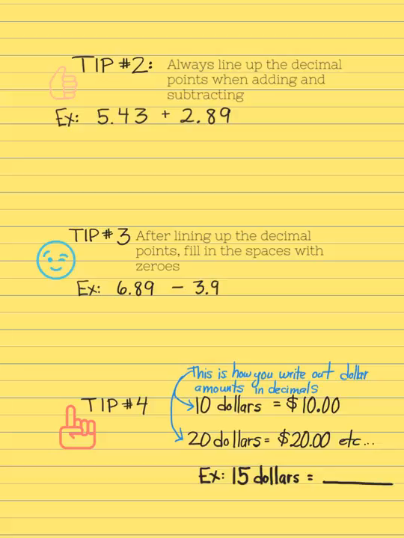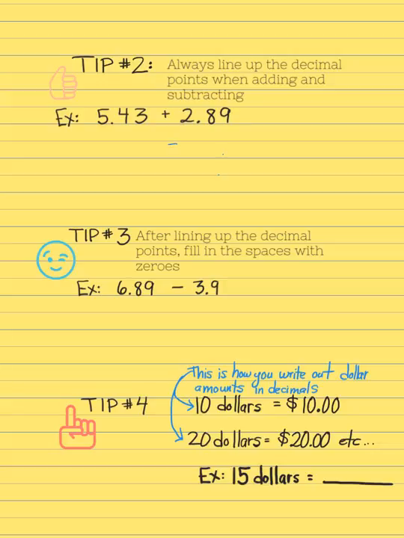Okay, now we're going to do tip 2. Go ahead and write tip 2 in your notes and write what the tip is. You're going to be writing, always line up the decimal points when adding and subtracting. That's really important to do, so please make sure that you do that. Write down that tip and then write the example: 5 and 43 hundredths plus 2 and 89 hundredths. That's how it's written out in a math problem. Now we're going to show how to do it correctly.